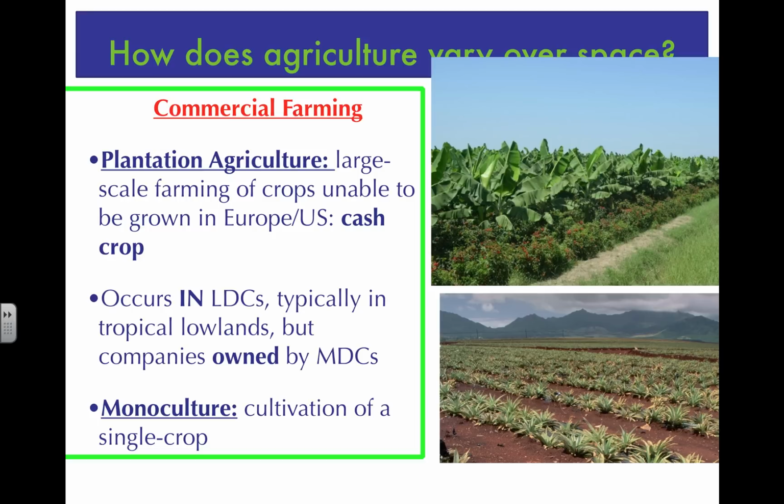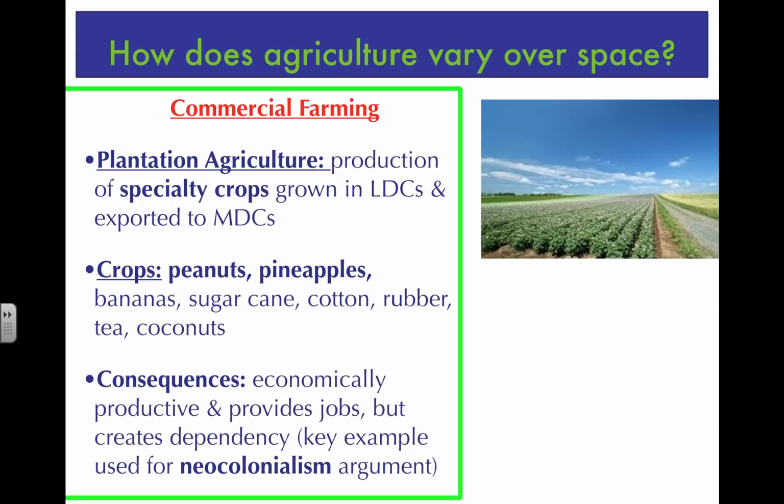This would be the commercial agricultural corollary. Rather than shifting cultivation, which is for subsistence agriculture, feeding just the people who are participating in the agriculture, this plantation agriculture is occurring in the same climates, but is actually being done to export those cash crops to the most developed countries of the world. Again, this is largely defined by monoculture, the cultivation of just a single crop as opposed to a large number of crops, for the production of specialty crops grown in LDCs and exported to MDCs.